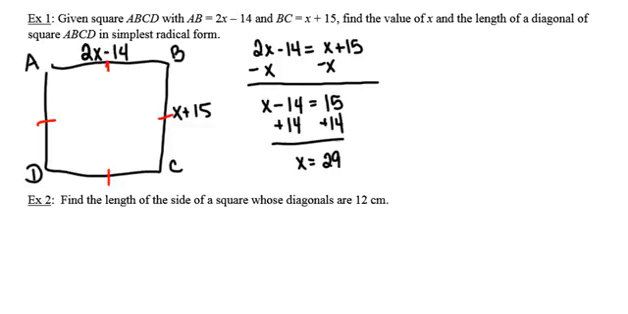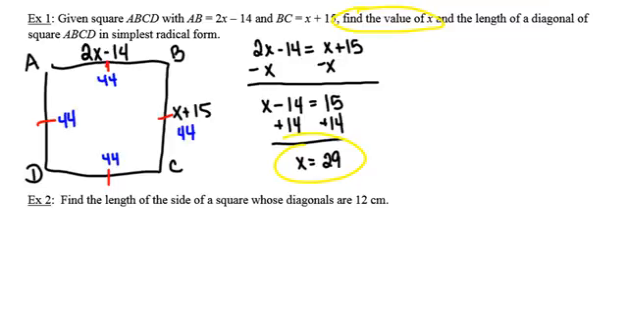Which means that the length of side BC is going to be 29 plus 15, or 44. And the length of side AB is going to be 2 times 29 minus 14, or 44. And these two both came out the same. If they had come out differently, I would have known that I made a mistake. All 4 sides of the square measure exactly the same, 44 units.